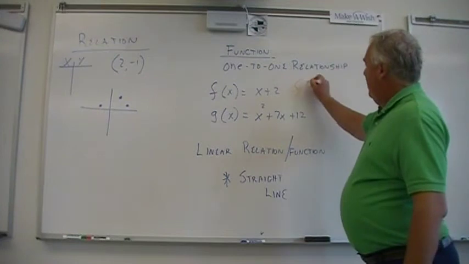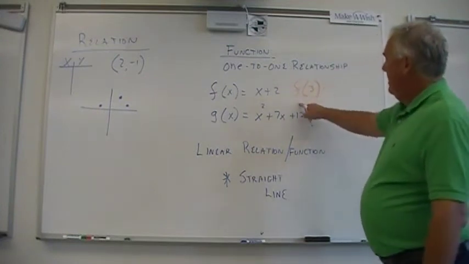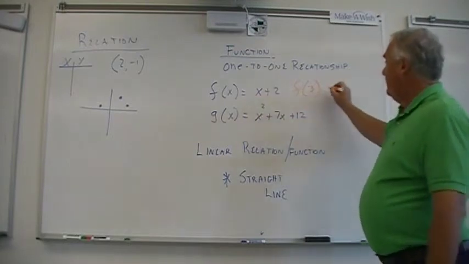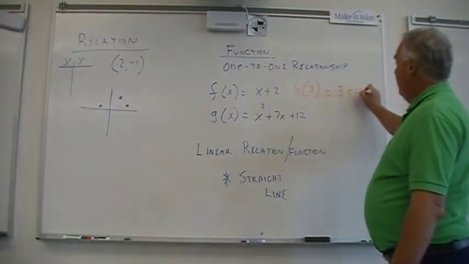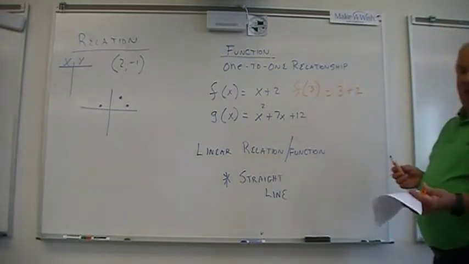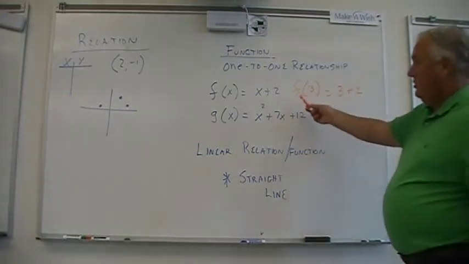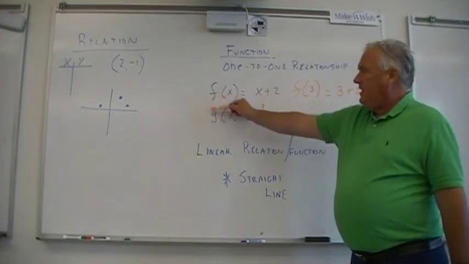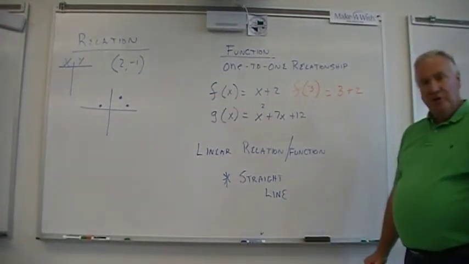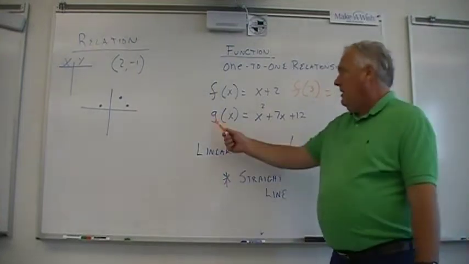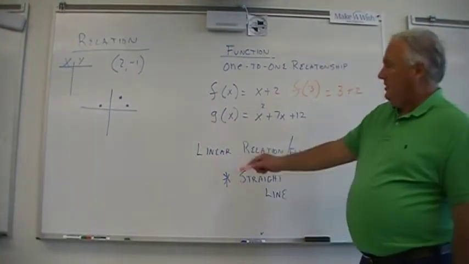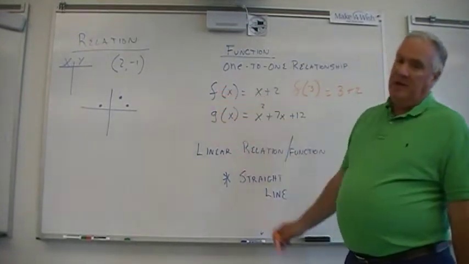If I said f of 3, and put the 3 in for x, then you put a 3 in for x here. And so it's equal to 3 plus 2. And that's how you interpret and translate functions like that. F and g right here, they're just titles of the function. Function f, function g. We usually use f and g, sometimes h. Notice the alphabetical order, f, g, h.